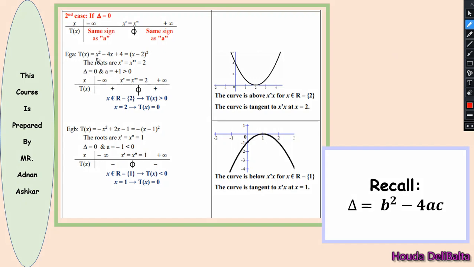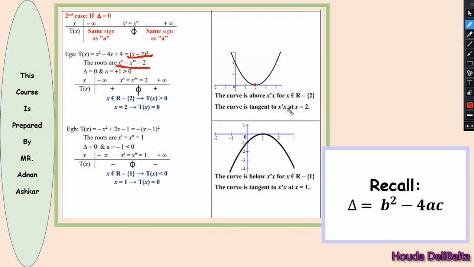Look at the first function whose curve is this. The first function is x squared minus 4x plus 4, which is the perfect square (x minus 2) squared. So definitely there are two equal roots, or we can say there is a double root, which is only 2. Notice the root means the x-intercept, the point where the curve intersects the x-axis. So the curve intersects the x-axis at 2. Here is the x-intercept. It's just one root, one value. So x prime equals x double prime equals 2.